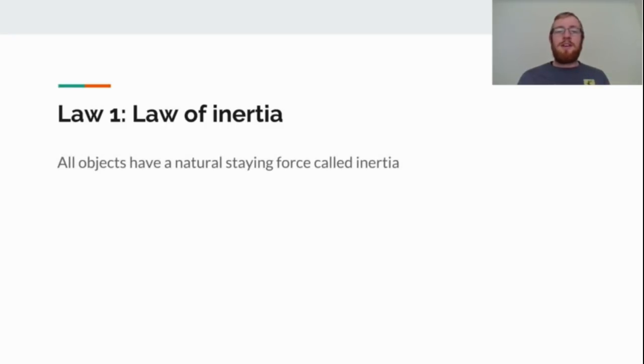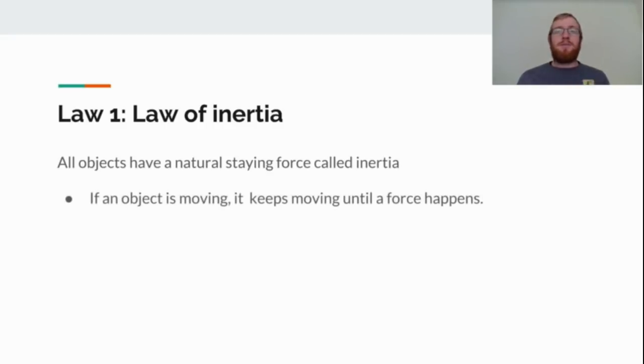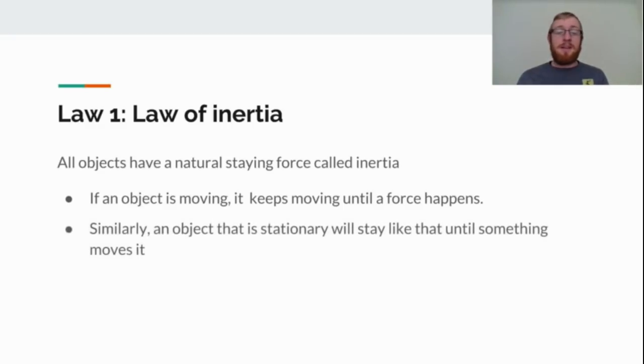Basically, this law says that all objects have this natural staying force, which he called inertia. If an object is moving, he saw that it will generally keep moving until a force changes that movement. Similarly, he saw that if an object is stationary, it will stay like that until something moves it, until a force causes it to change. That's inertia in action.